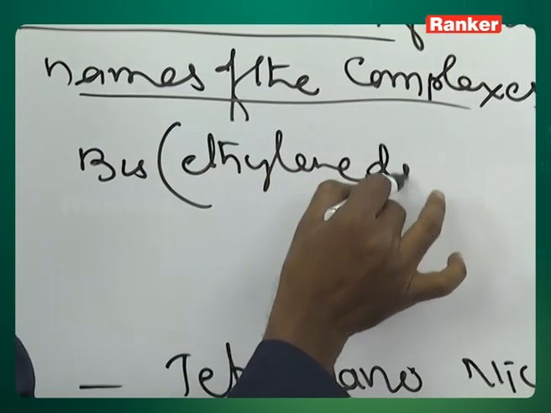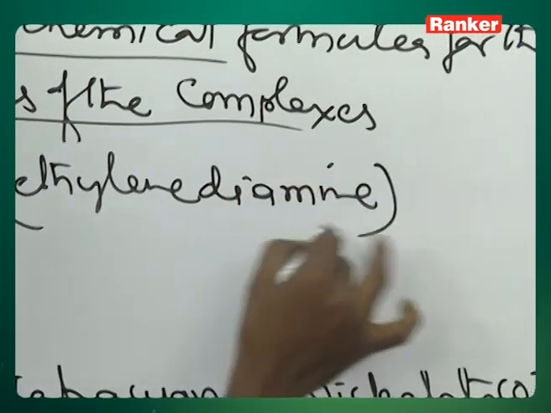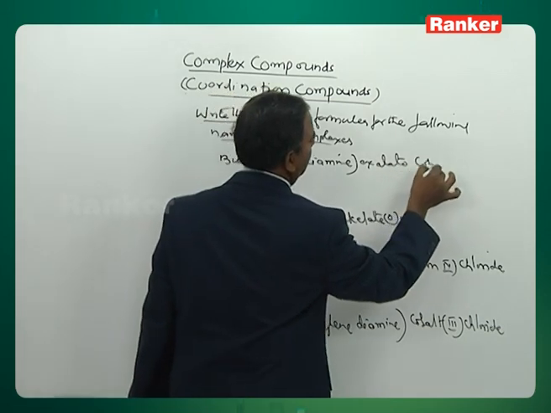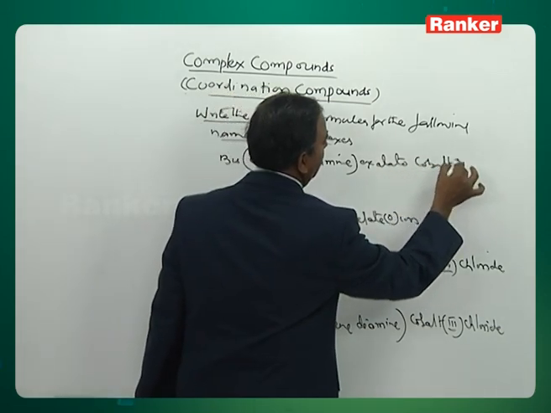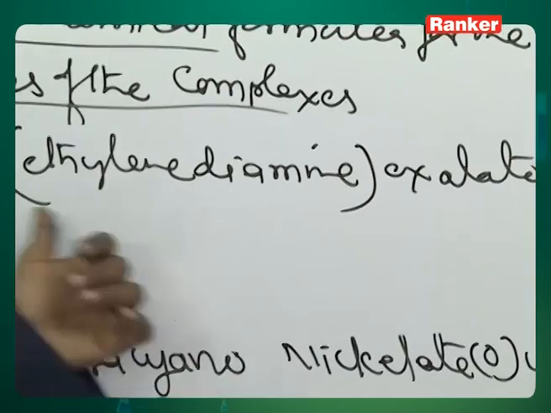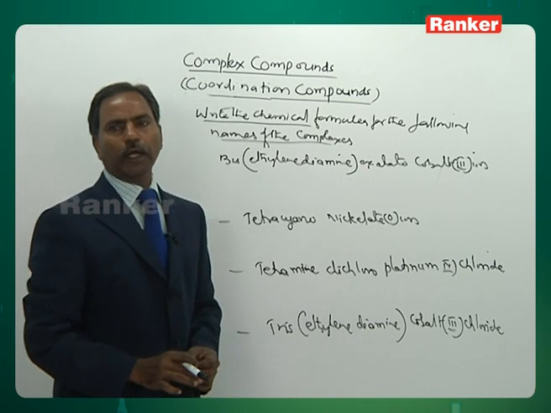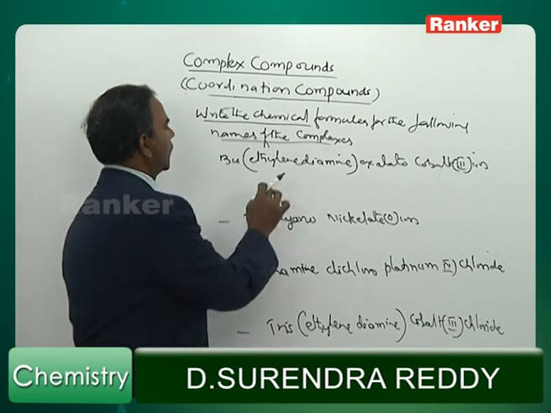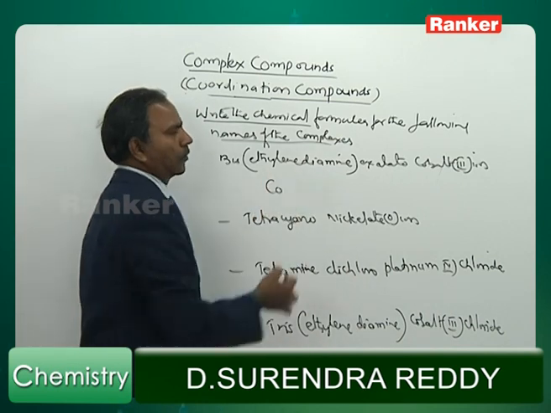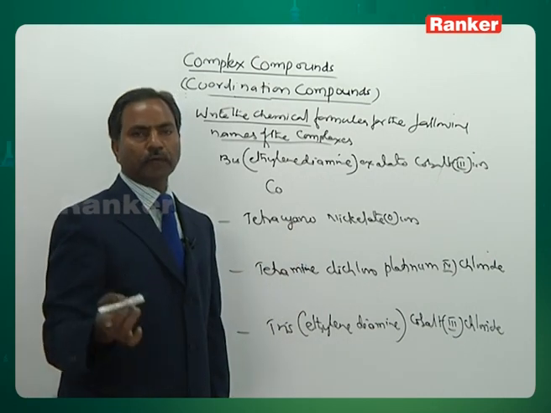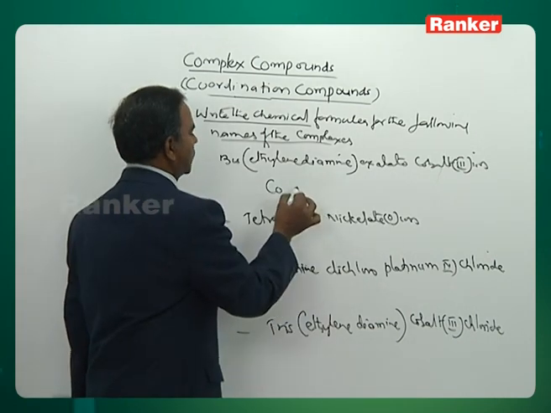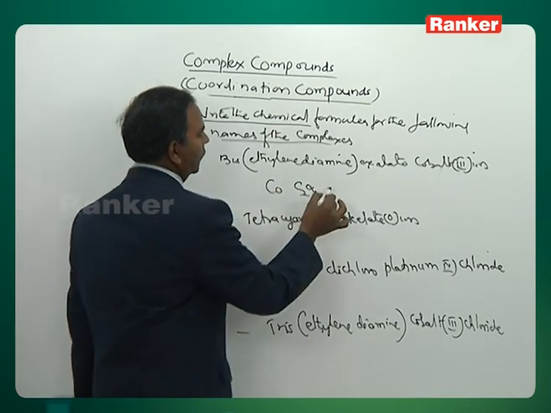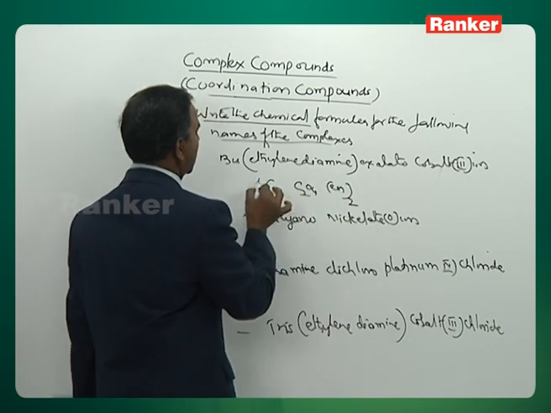Bis(ethylenediamine) oxalato cobalt 3 ion. Now, first we have to write the metal. Yes, metal cobalt. Then, as I said, after the metal you have to write the negative ligand. Write oxalato. Look here, C2O4 oxalato. Then bis(ethylenediamine), 2 times you write.